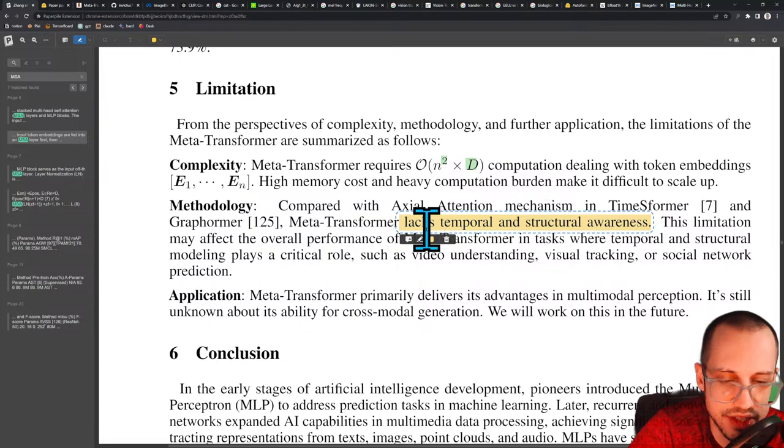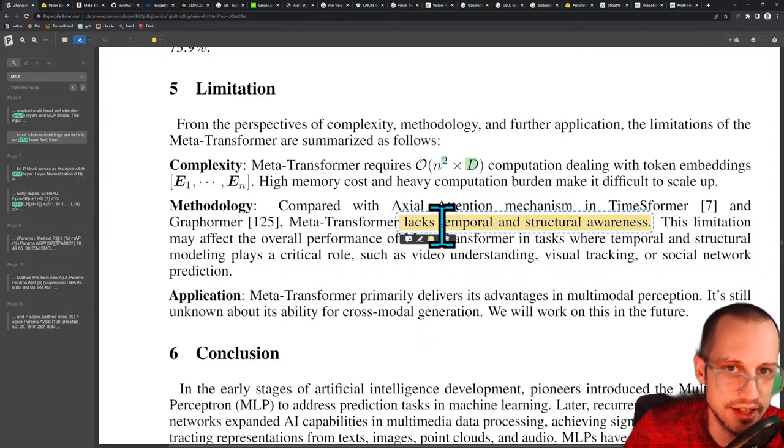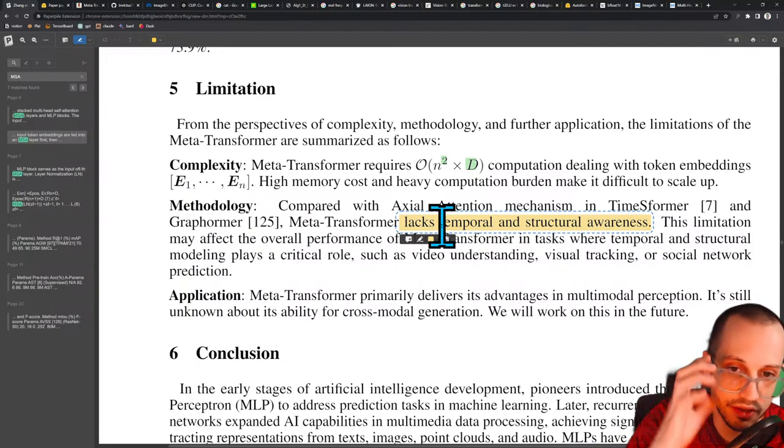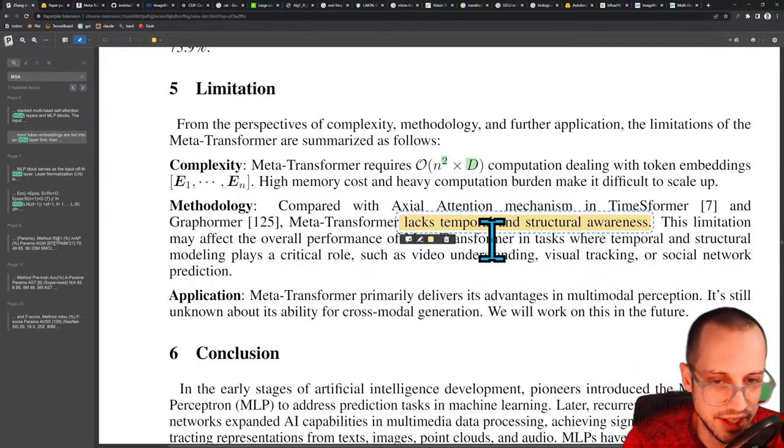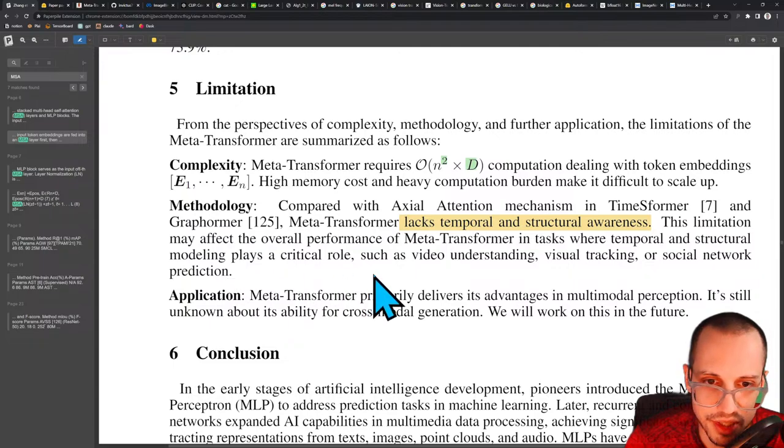That's not even true. It is aware of temporal, right? Any sequence is inherently temporal, right? It's a sequence, and there's some notion of like this happens at the beginning, and then there's this, and then there's this, and then there's this. So there's inherently the time prior baked into any sequence. So I don't really know what they're meaning here. May affect the overall performance in tasks where temporal and structural modeling plays a role, such as video understanding, visual tracking, or social network prediction.